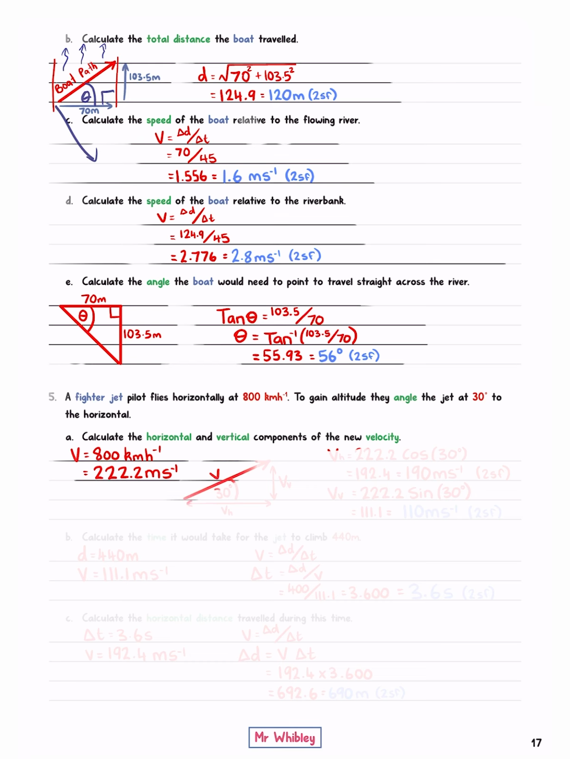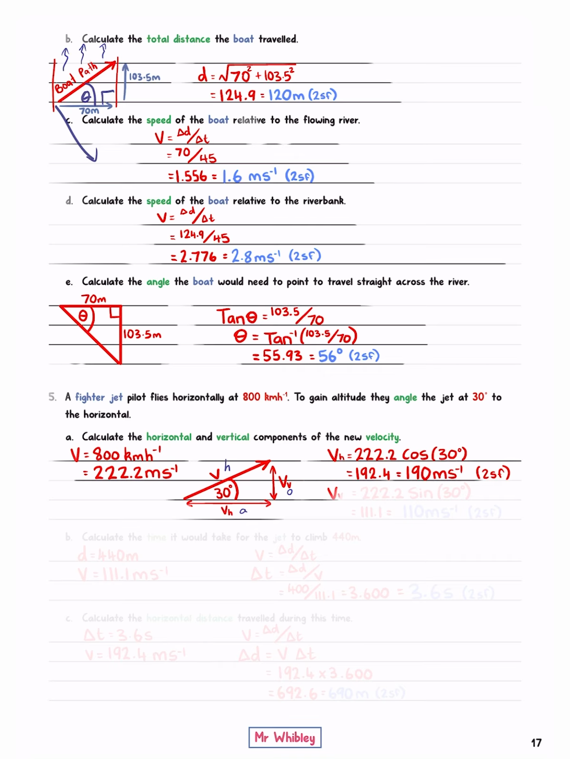We need to split this vector into our horizontal and vertical components, given our angle 30. Knowing that this is our hypotenuse, this is our opposite, and this is our adjacent. For the horizontal, we need to use the CA relationship, which involves multiplying our vector v by cosine of the angle, to give us 192.4, or 190 meters per second to two significant figures.